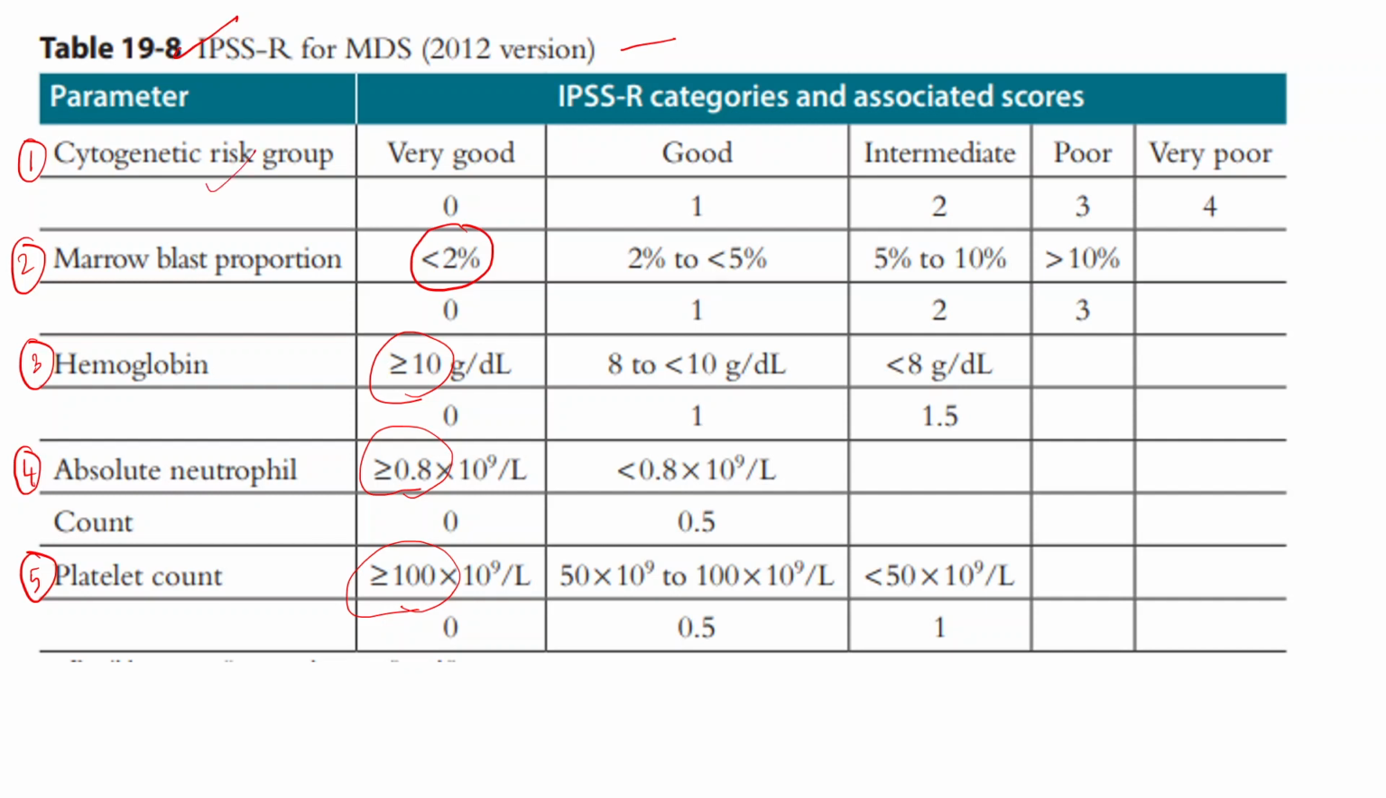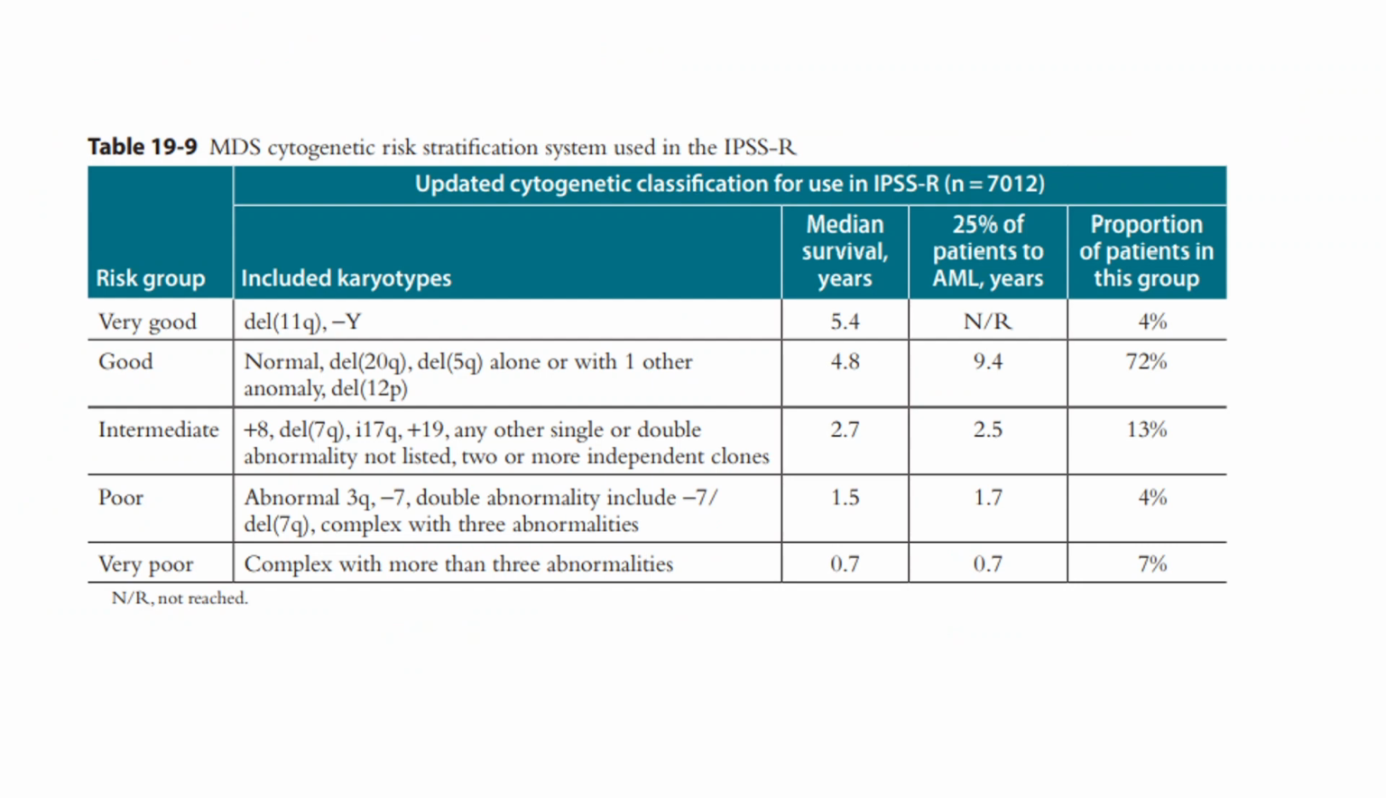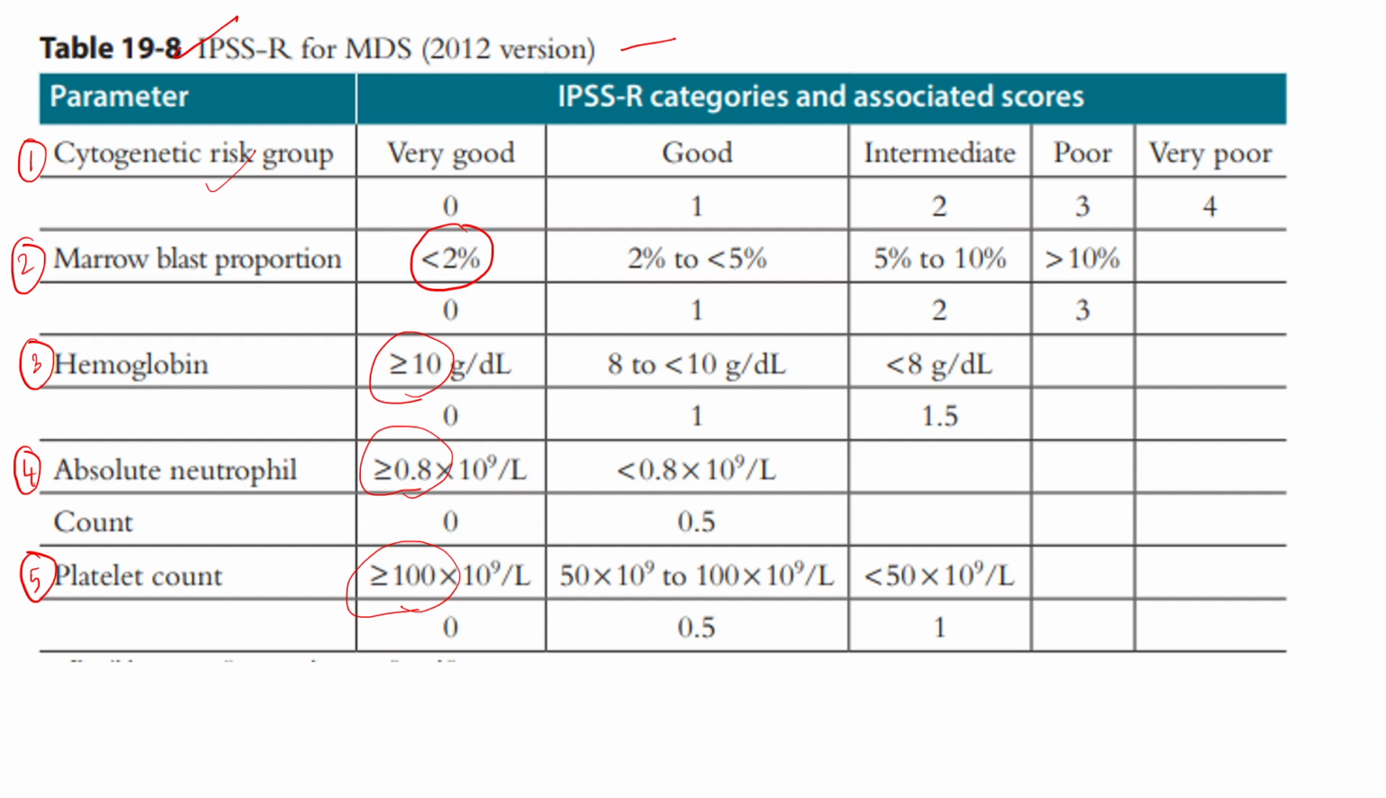Then regarding the cytogenetic risk group, for that you have to see this table. The only thing you need to remember is deletion 11q and monosomy Y. These are the 2 very good risk cytogenetic groups. Other than that, others are either good, intermediate, poor, or very poor. Complex karyotype has a very poor risk. So you have to apply this cytogenetic risk group according to the cytogenetics of the patient in this IPSSR model, and you have to calculate the total score.